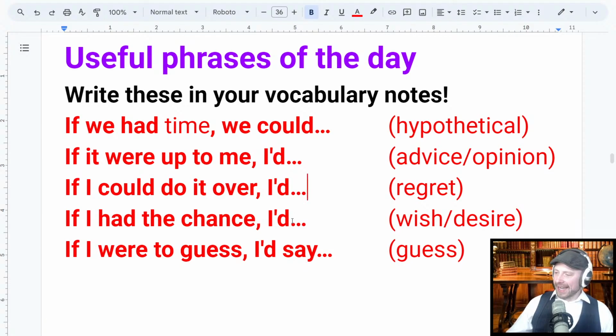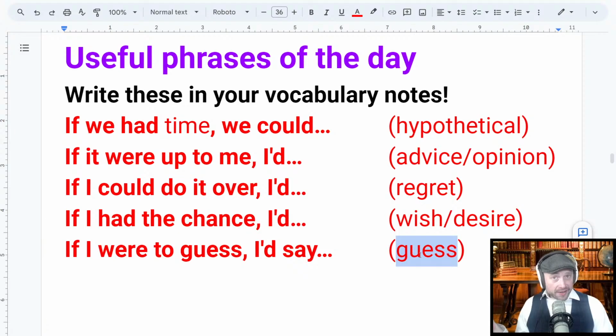And if I were to guess, I'd say, right? Remember, that's for a guess or deduction, speculation, a prediction. If I were to guess, who do you think's going to win the football match tomorrow? Oh, if I were to guess, I'd say Liverpool. All right, so there's your phrases of the day.